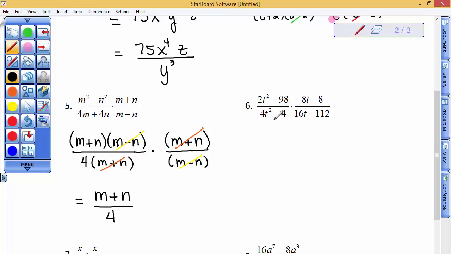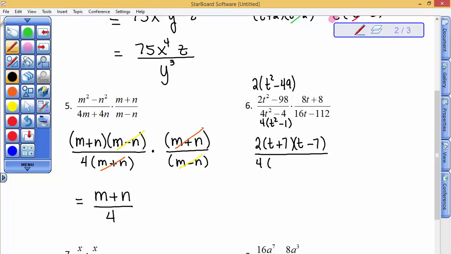This one has several steps. So up here in the numerator, I would take out a 2 first. And 2 goes into 98 49 times. So that problem's factored form is going to have the greatest common factor of 2, but then the t squared minus 49 is the difference of squares. So a t plus 7 and a t minus 7. Down here, I've got a 4 to take out before I factor that into the difference of squares. So I have a 4, but the t squared minus 1 factors into t plus 1 and t minus 1. Over here on the far right, there's a greatest common factor of an 8, and when I take that out, I need a t plus 1, 8 times the t plus 1.